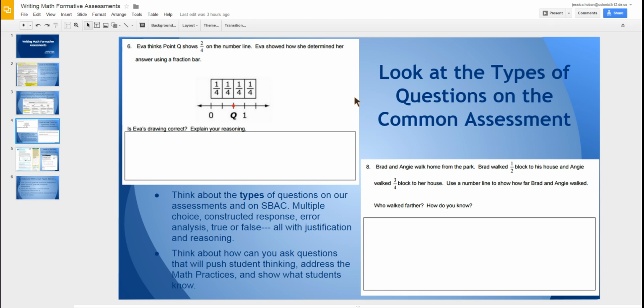So by looking at some of the things that are expected at the end of the unit based on the common assessment, I can create formative assessments ahead of time to resemble an error analysis question or to resemble a question that says, how do you know? And to reason about the answer. So this is something that I like to do when I create formative assessments.